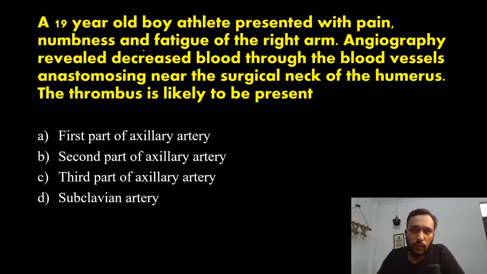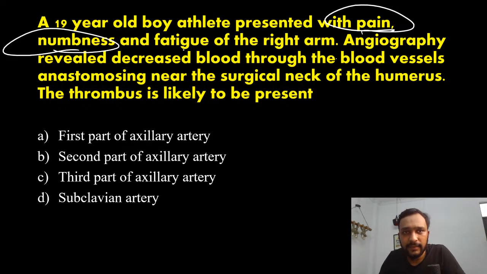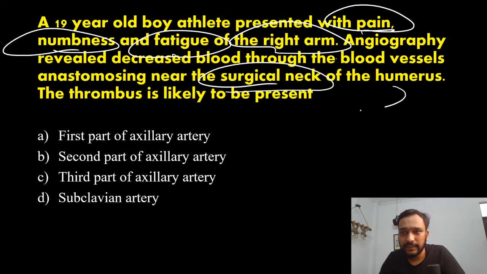A 19-year-old athlete presented with pain, numbness and fatigue of the right arm. Angiography revealed decreased blood flow through the blood vessels anastomosing near the surgical neck of the humerus. The thrombus is likely to be present in which artery? Very good.